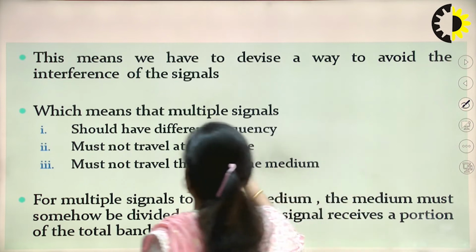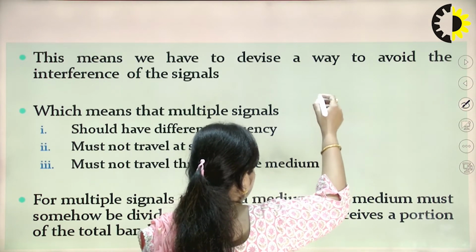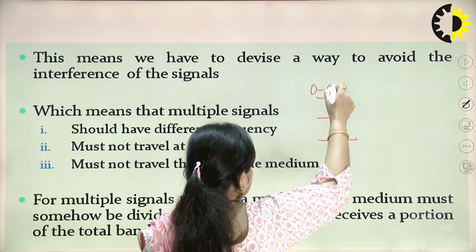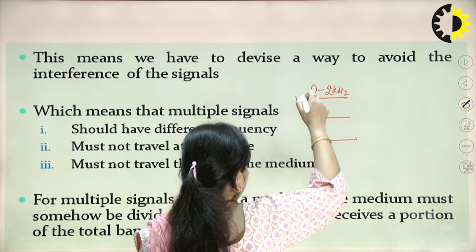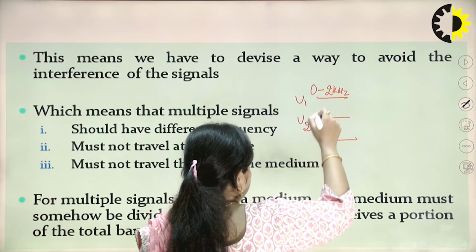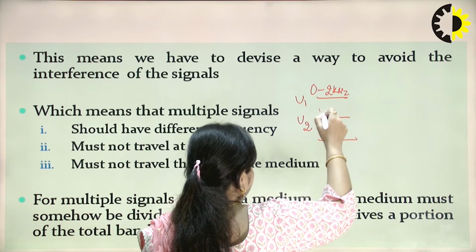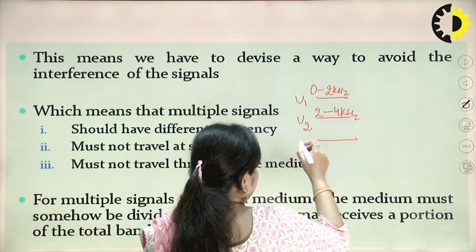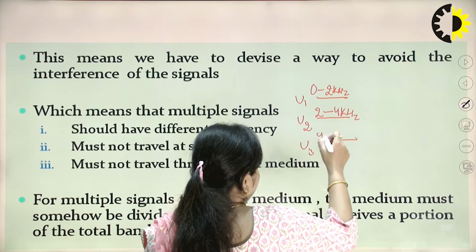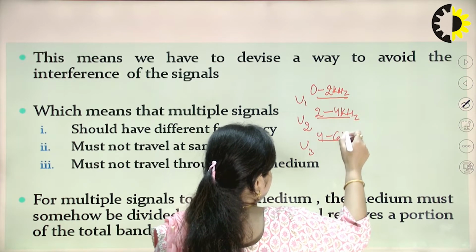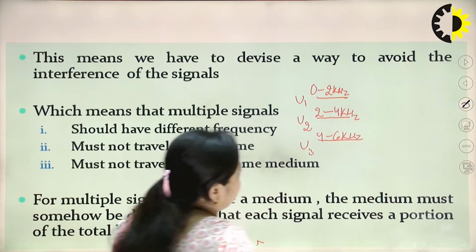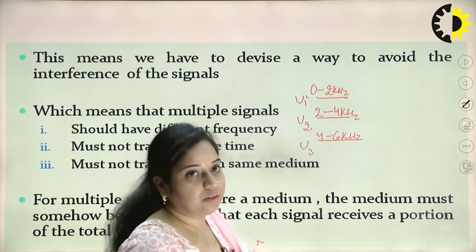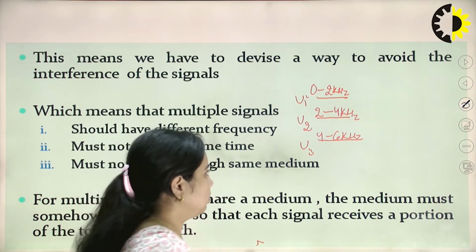Let us say the first one is having different sets of frequencies. There are 3 different users. The set of frequencies allocated to the first user, U1, is 0 to 2 kilohertz. The second user is allocated 2 to 4 kilohertz. Then the third user gets 4 to 6 kilohertz. If you calculate the bandwidth of each user, it is the upper limit minus the lower limit, so each user has 2 kilohertz of bandwidth.